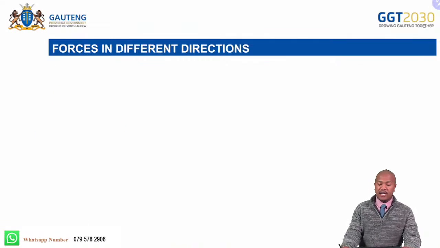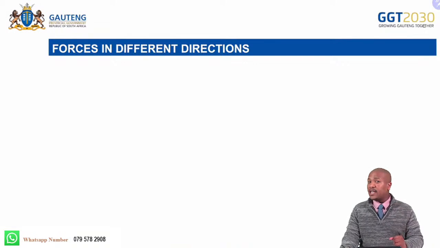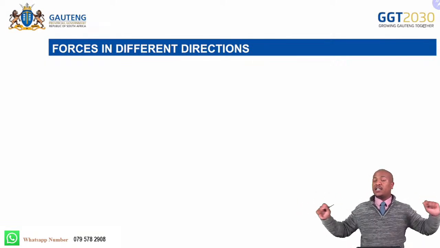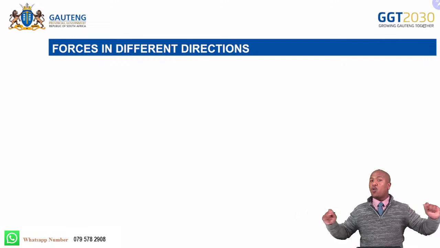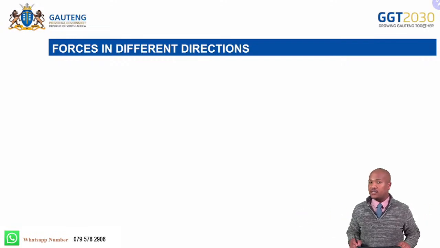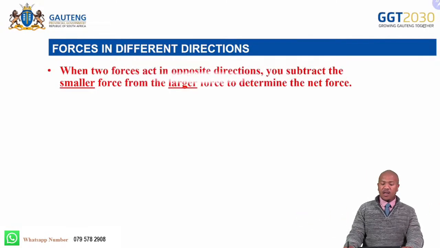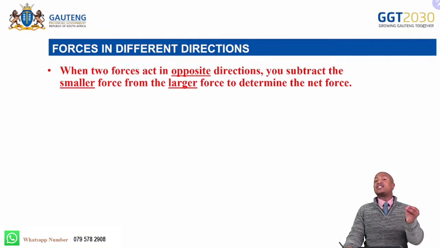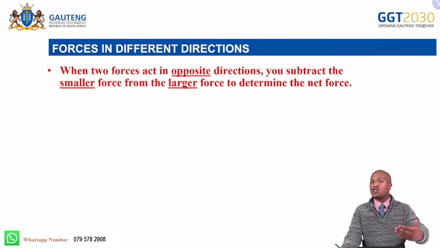Now, let's look at forces acting in different directions. Different directions, we mean that they pull what? In opposite directions, right? The direction is not the same. What do we do? We subtract the two forces, right? So don't forget that when two forces act in opposite directions, you subtract the smaller force from the larger force to determine the net force, right? To determine the resultant force, to determine the size of the net force.